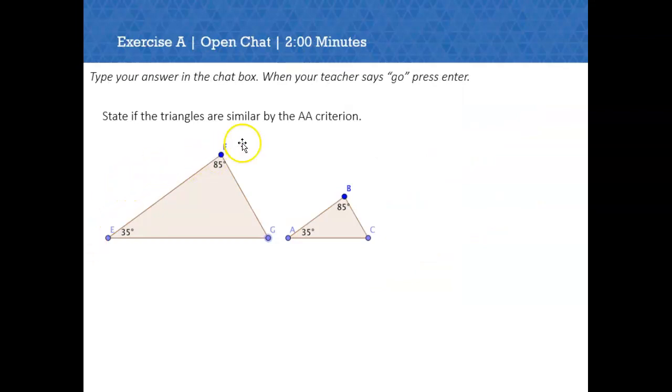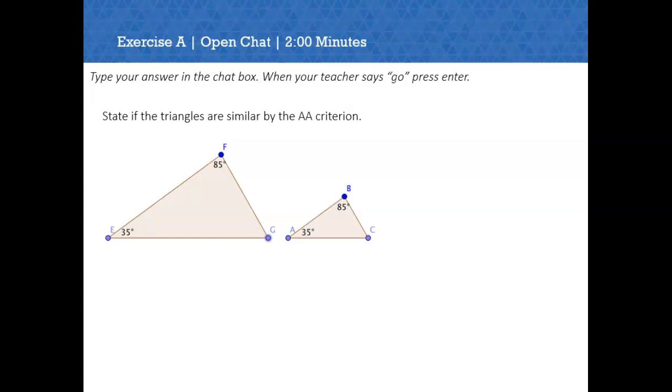State if the triangles are similar by the AA criterion. So if we look, we have EFG and ABC. So we just need to determine if two of the angles are the same. So we have 35, 35, 85, 85. Yep, that's the AA criterion. So these are similar. That means that EF will correspond to AB in the same way that FG corresponds to BC, given that ratio, or the scale factor.